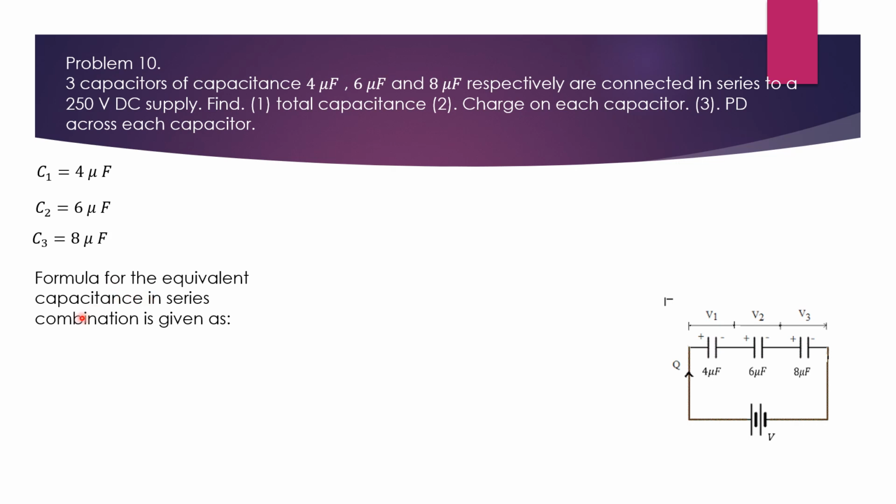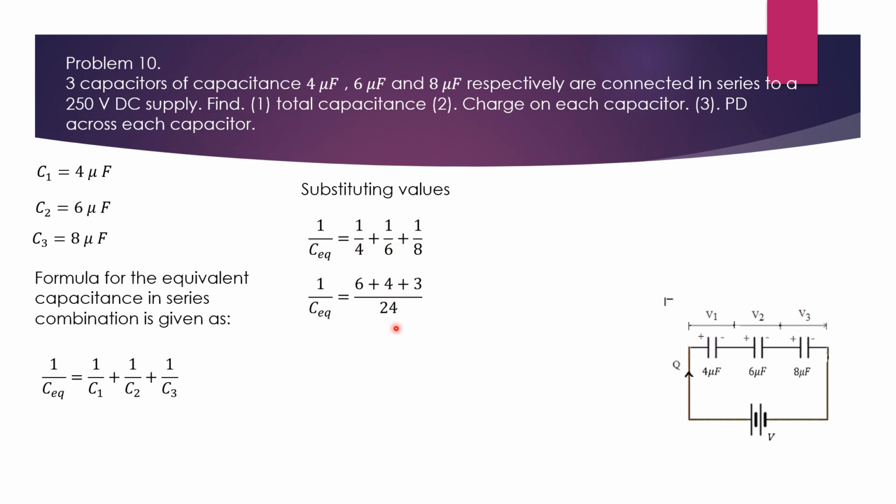The formula for the equivalent capacitor in series combination is given as 1 over C equivalent is equal to 1 over C1 plus 1 over C2 plus 1 over C3. Substituting the values, we get 1 over 4 plus 1 over 6 plus 1 over 8. The LCM is taken as 24. Now calculating these, 1 over C equivalent is equal to 13 over 24, and C equivalent, taking the reciprocal, is 24 over 13. This is the exact value, and approximating it, 1.85 microfarad.